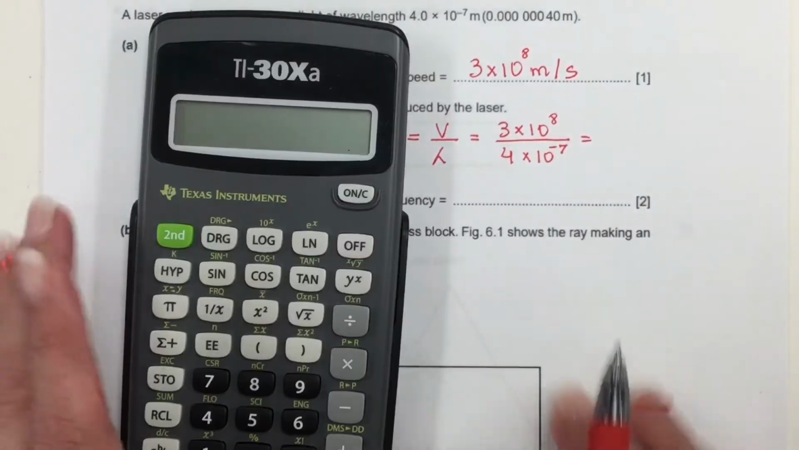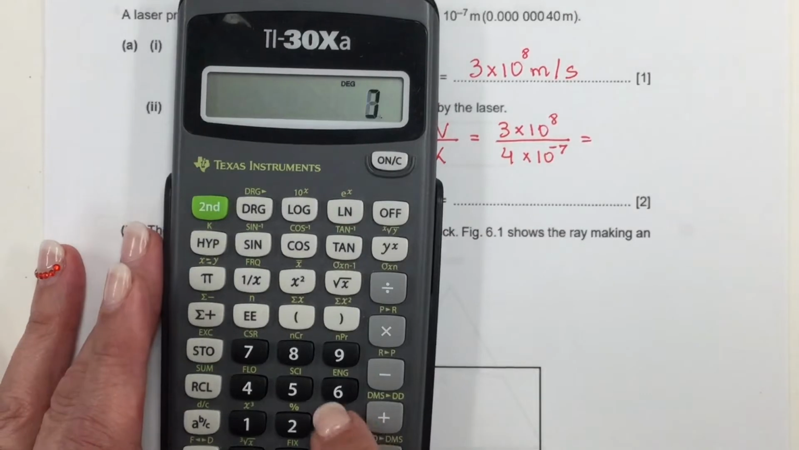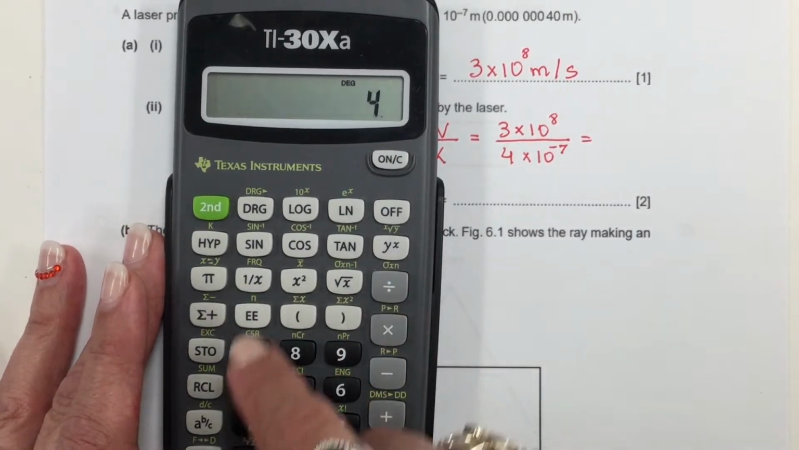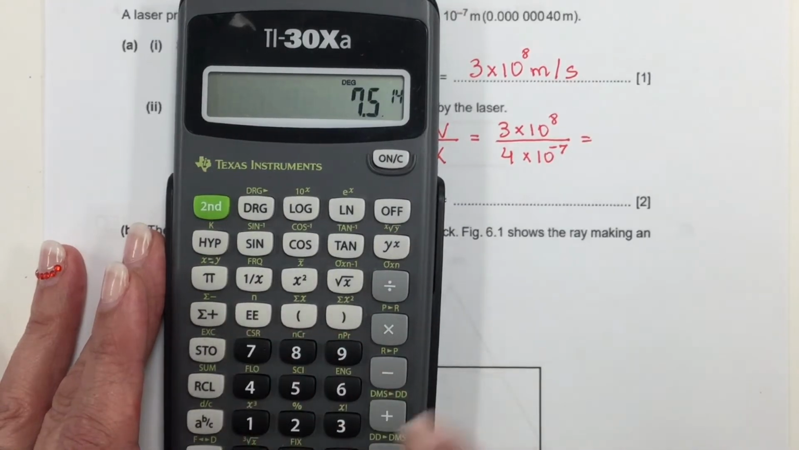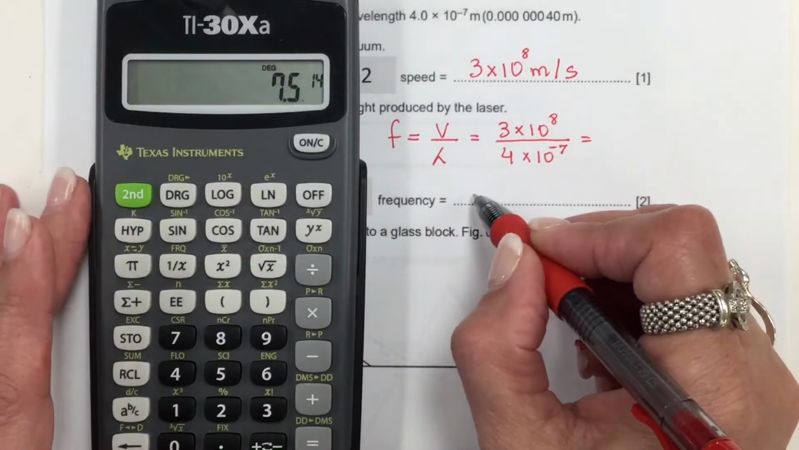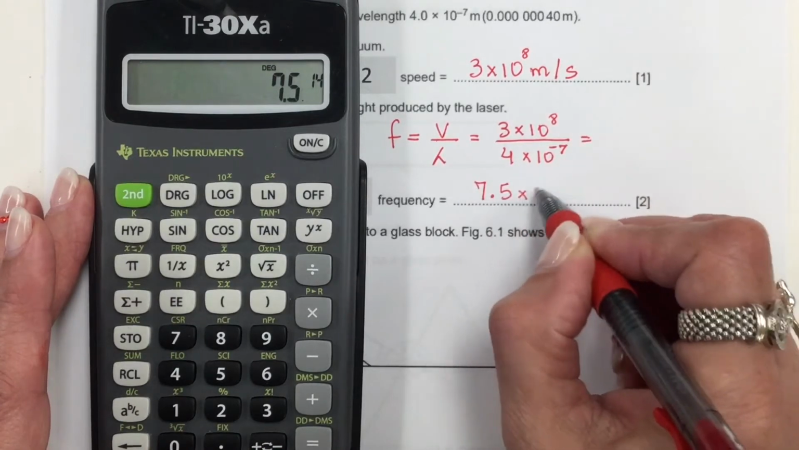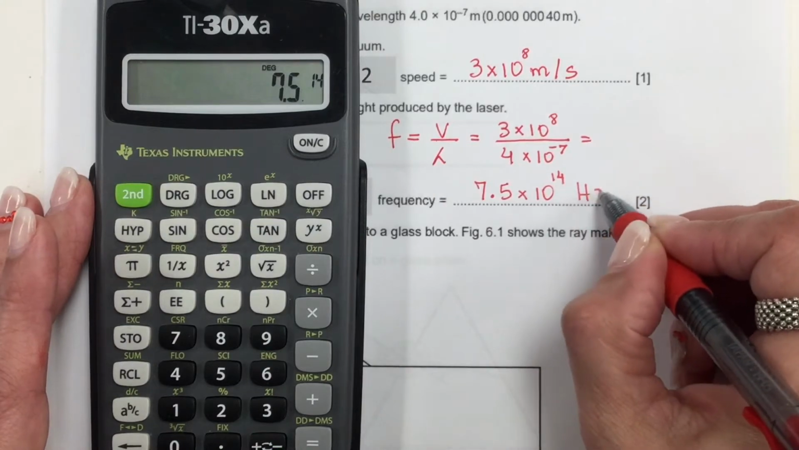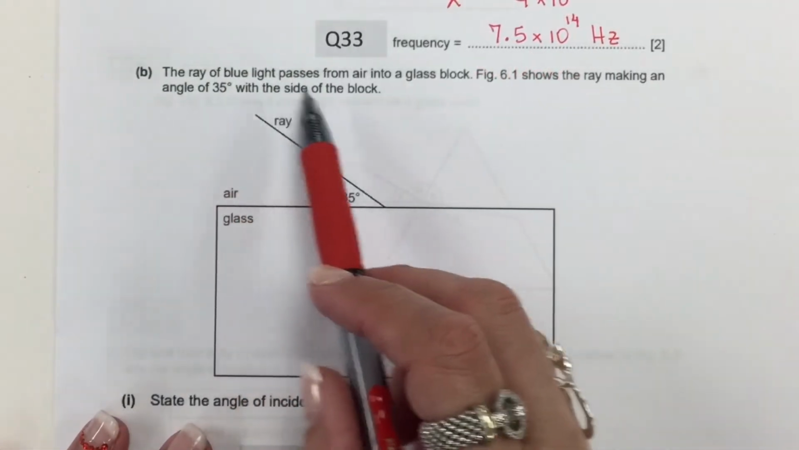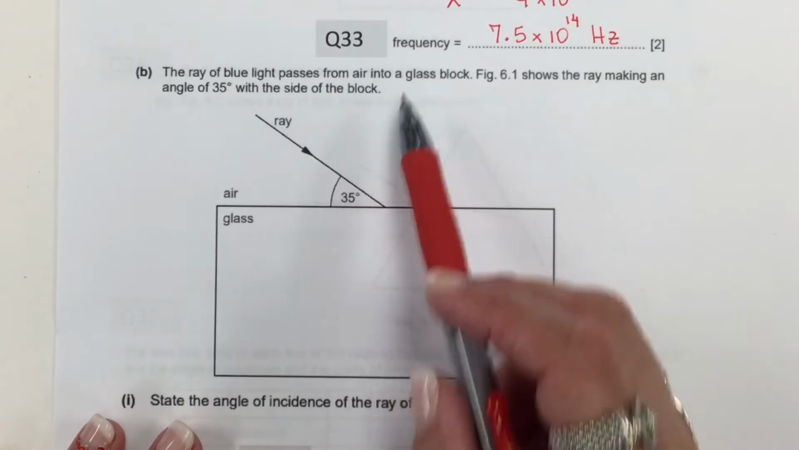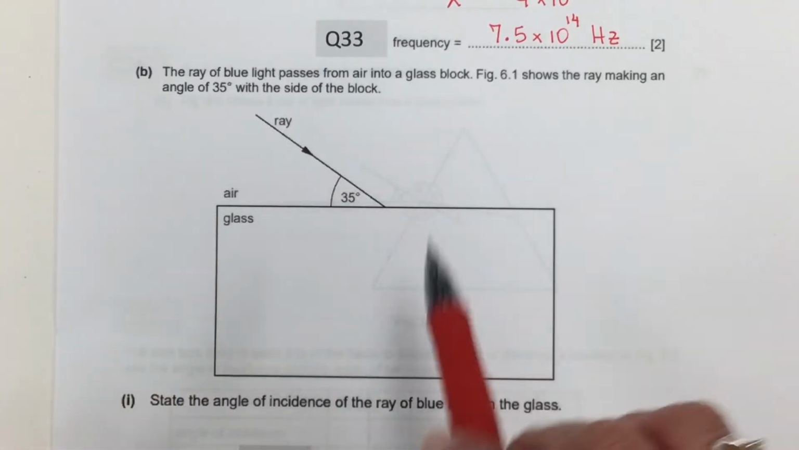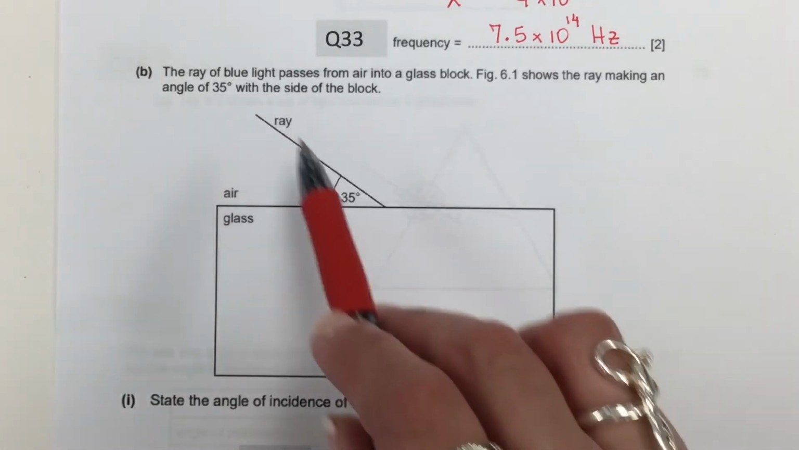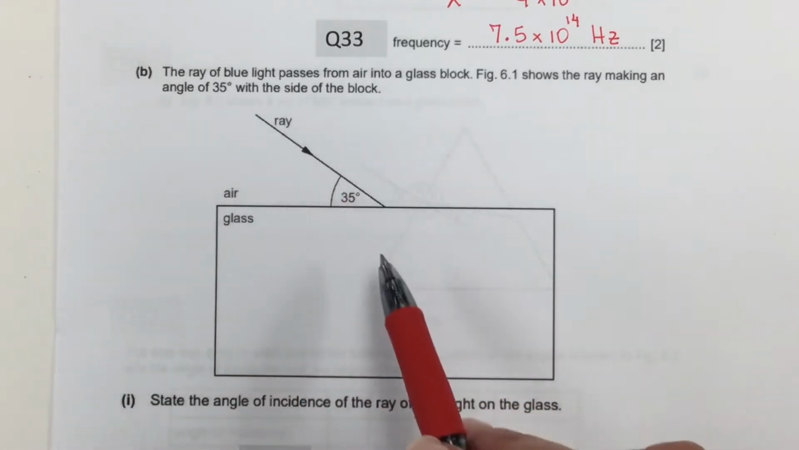Calculator time. So here is 3EE8 divided by 4EE negative 7. Okay, so the frequency is 7.5 times 10 to 14, and the unit for frequency is hertz. Next question. The ray of blue light passes from air into a glass block. So this picture shows the ray making an angle of 35 degrees with the side of this block.